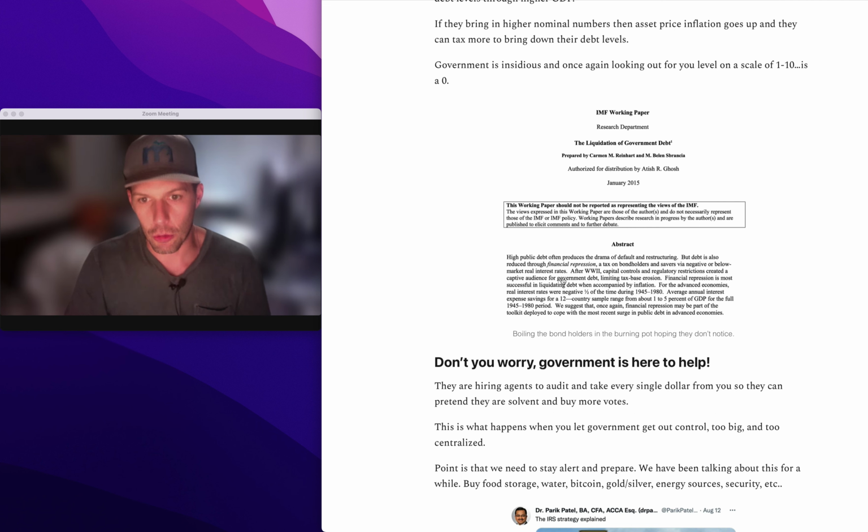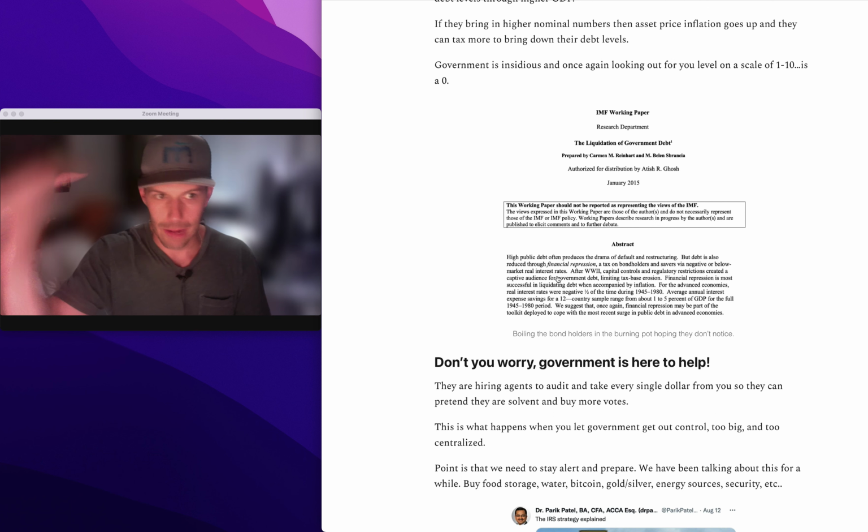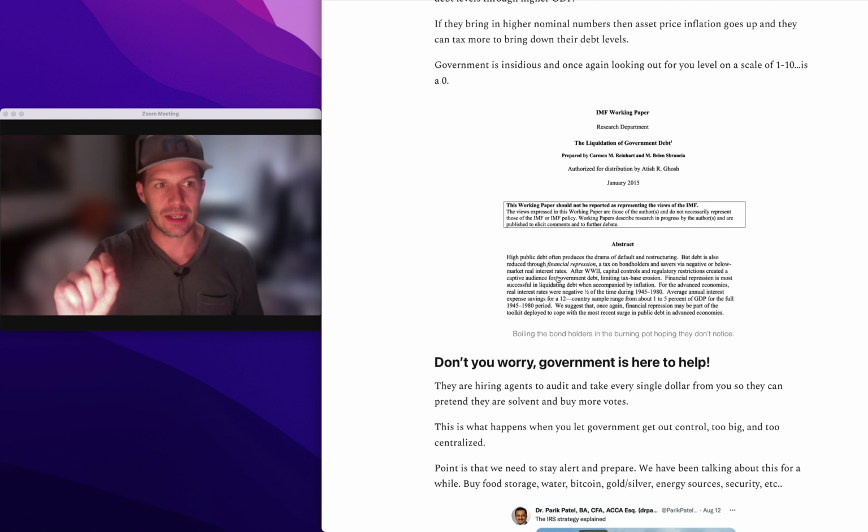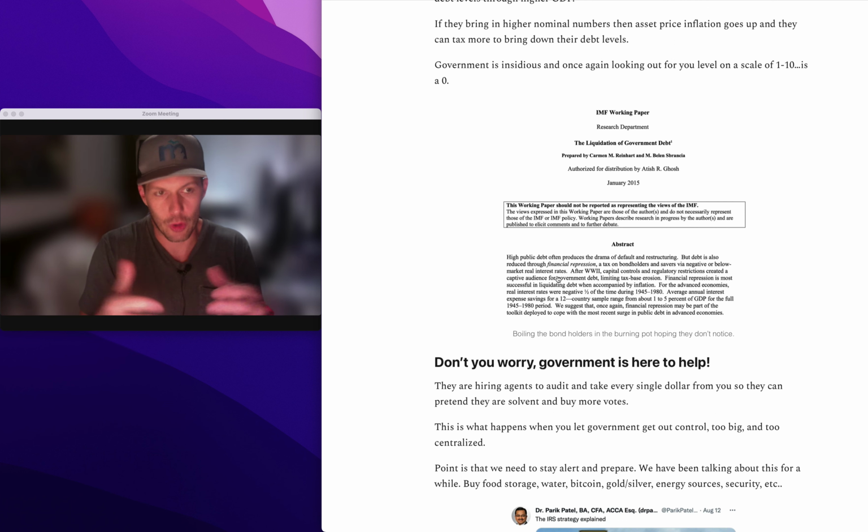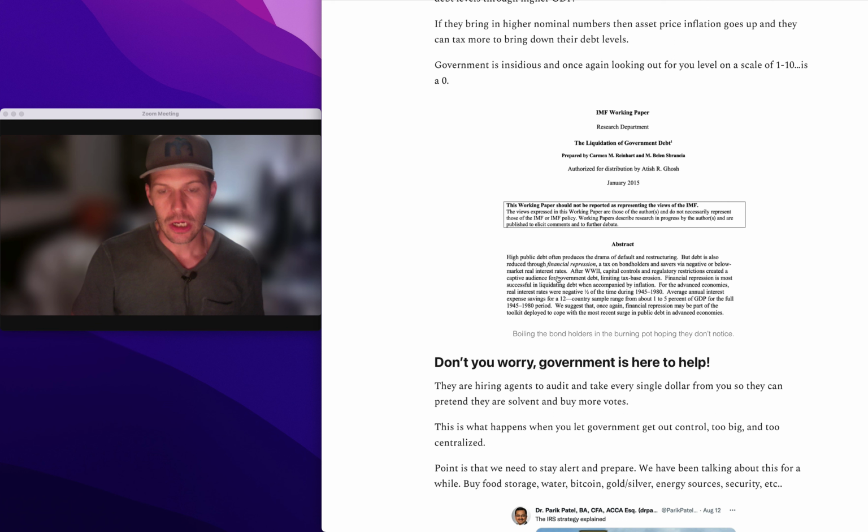A tax on bondholders, which is financial repression, and savers via negative or below market real interest rates. Like we've said, when inflation is super high, say 10%, and you're only getting 1% on your dollars or your currency sitting in a bank, you're at negative 9%, so a negative real rate. So they're going to slowly boil the pot that the bondholders and the savers of the currency are in and hope they don't notice, hope they don't flee. Because what happens if they all flee?